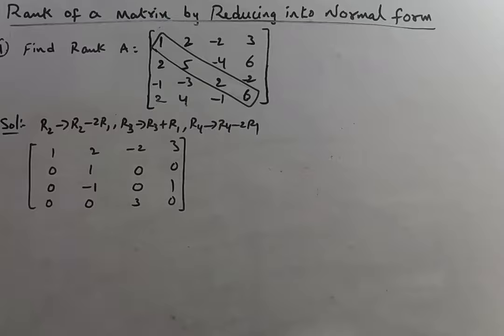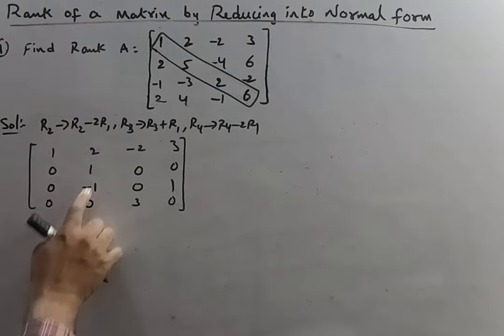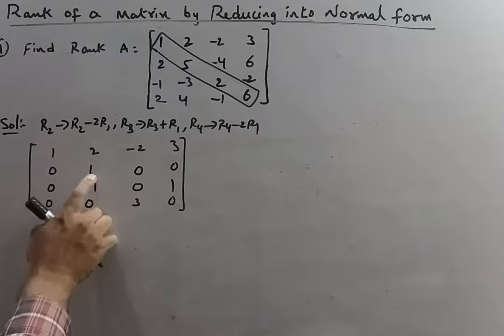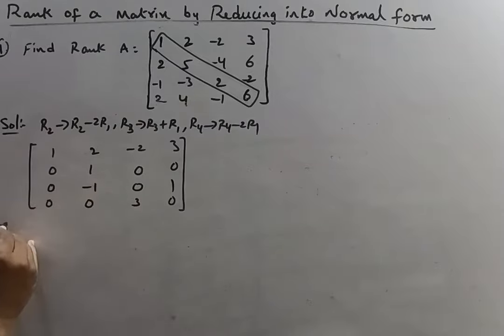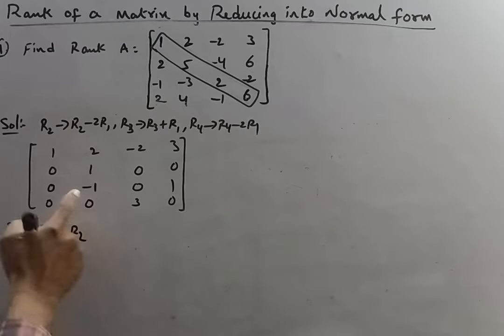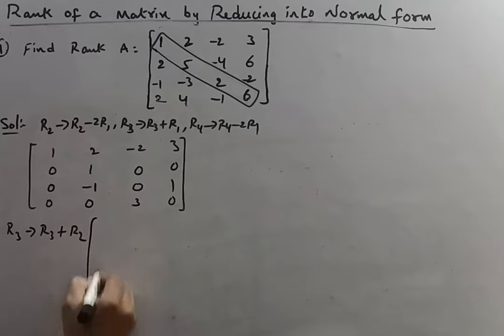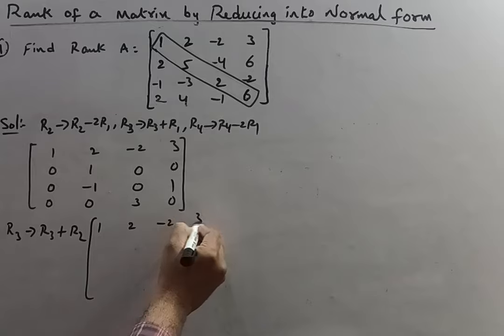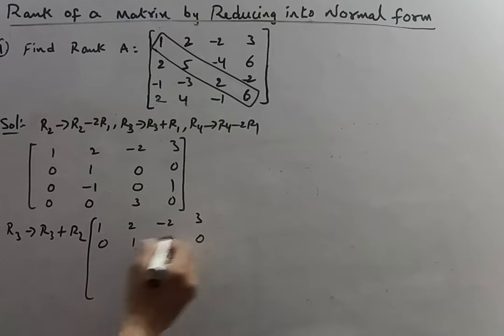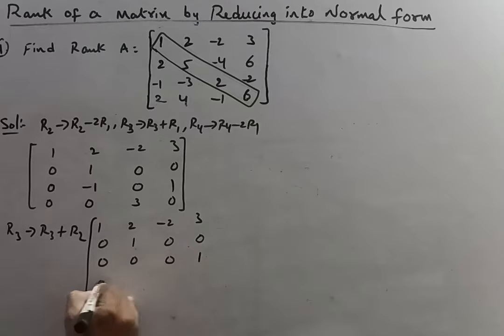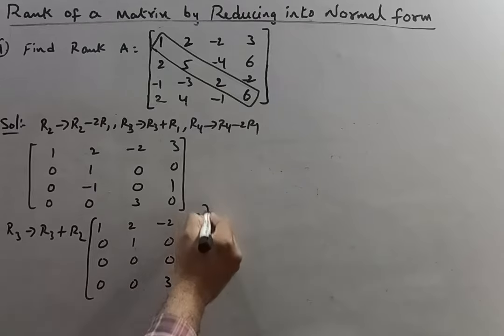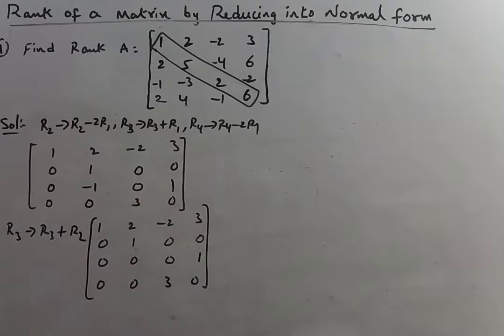Correct? Now what do we have to do? We have to make 0 these 2 places. Luckily here we got 0. Now here you have to make 0. So R3 changes to R3 plus R2. If you want to make 0 over here, you have to use only R2. So what do I get here? 1, 2, minus 2, 3, 0, 1, 0, 0. 0, minus 1 plus 1, 0, 0, 1 plus 0, 1, 0, 0, 3, 0. This is as it is. 1 plus 0 is what? 1. Correct?